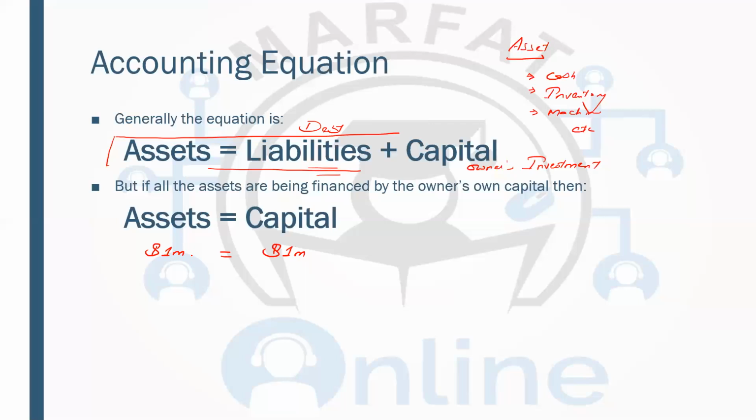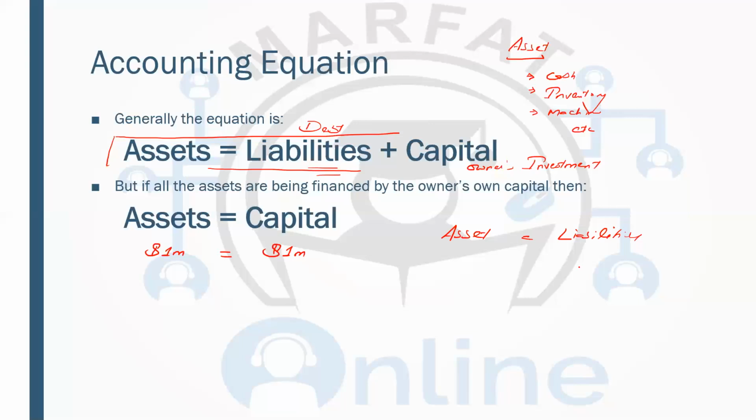There is no liability because I was in no need to go to the bank. I was having my own investment. So there's no concept of liability. So the shrink form of the equation is going to be assets is equal to capital because there are no liabilities.